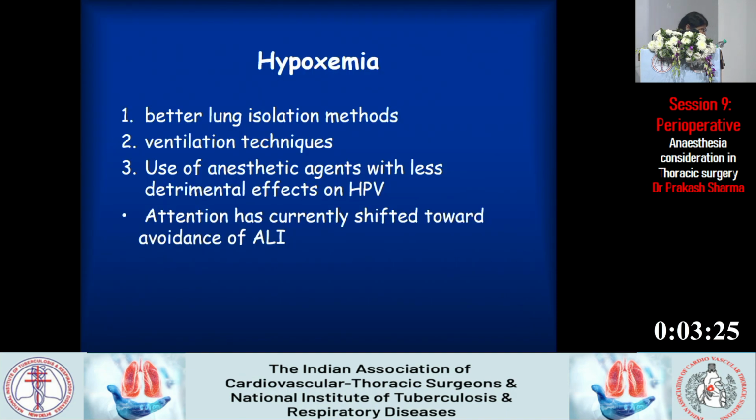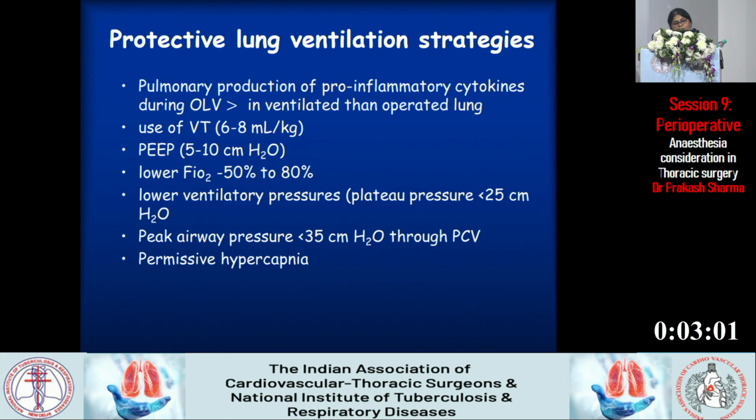Now, initially with one lung ventilation, there was the issue of hypoxemia, which we were all dealing with. But with better lung isolation methods, better ventilation techniques, and the use of anesthetic agents with less detrimental effects on hypoxic pulmonary vasoconstriction, the current attention has shifted to the avoidance of acute lung injury in the lung which is being operated upon and in the lung which is being ventilated. This is what we call a protective lung ventilation strategy.